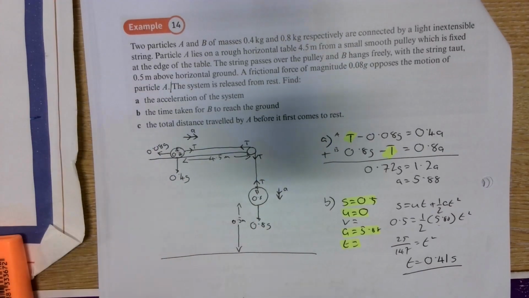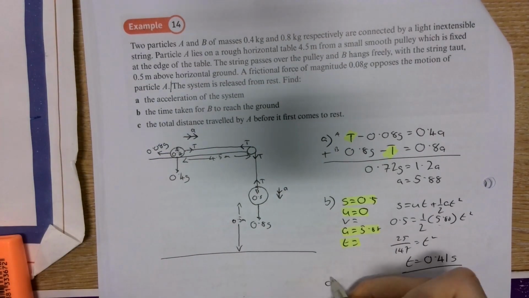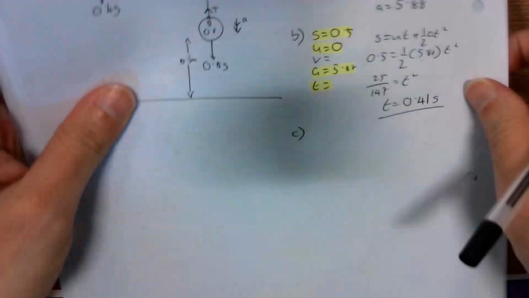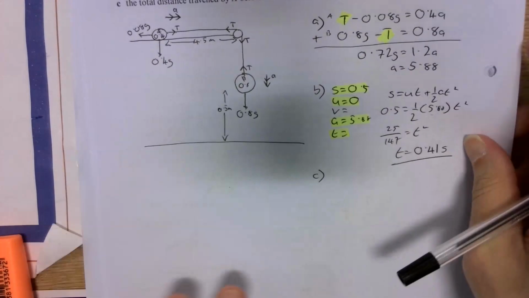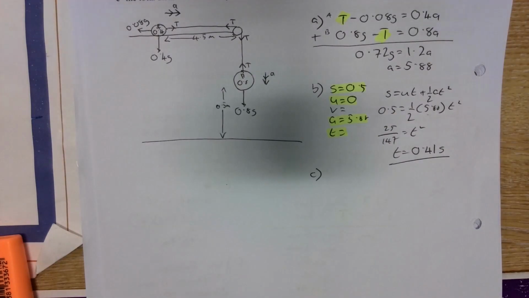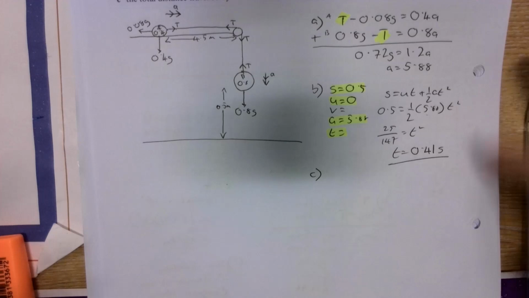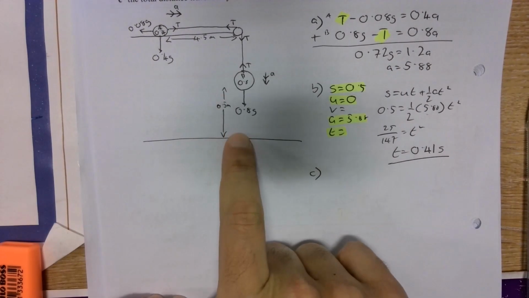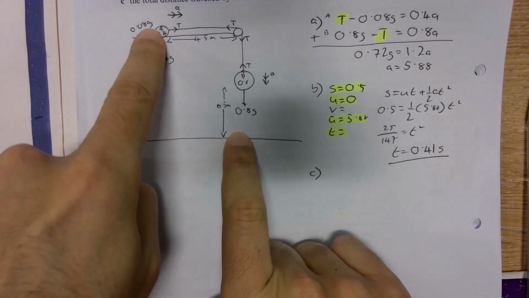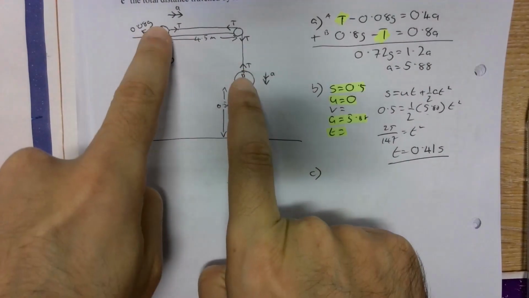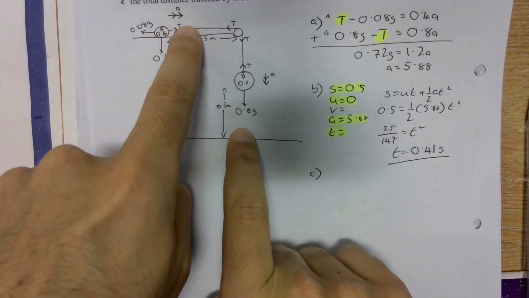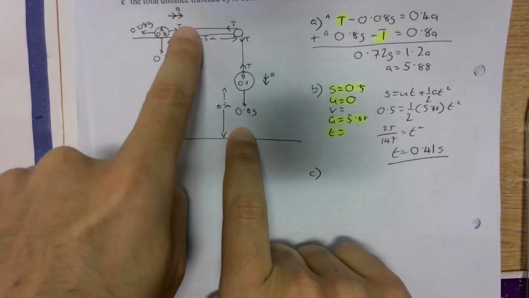Right, part C. And part C is quite tricky, okay? They ask this quite a lot, so these types of questions come up quite a bit. Part C says, find the total distance travelled by A before it comes to rest. Now, there are two parts to this journey. At the time B hits the floor, this thing will still be moving. So if you think about it, as these things start like that, that hits the floor there. And at that stage, what happens to the string?